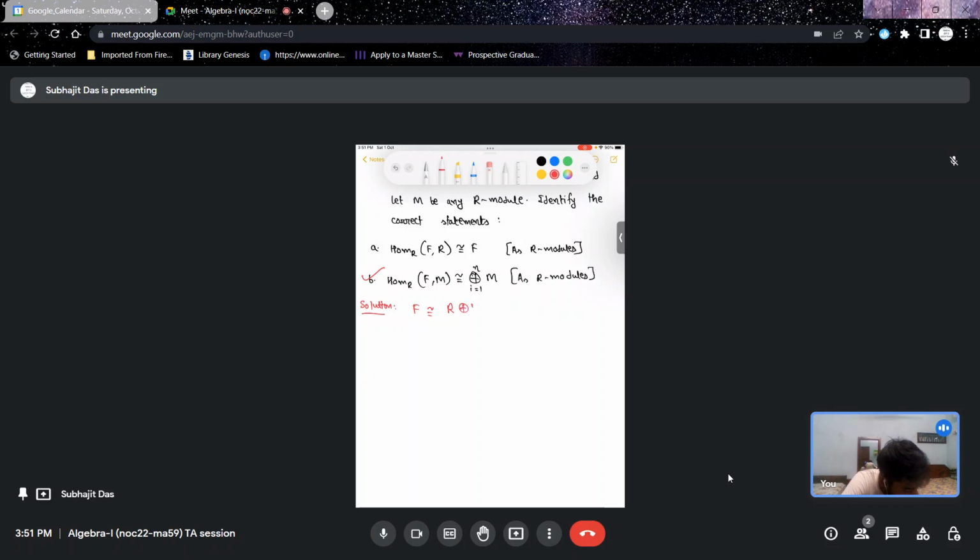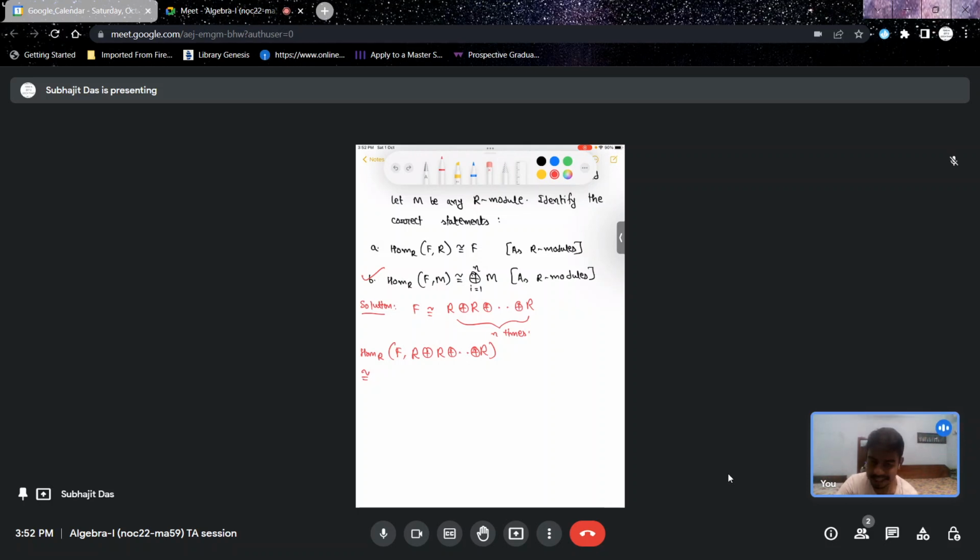So R direct sum ... direct sum R, taken n times. Then we know that Hom_R(F, R ⊕ ... ⊕ R) is just isomorphic to Hom_R. Let me just say why before writing. So what is Hom_R(F, R ⊕ ... ⊕ R)?